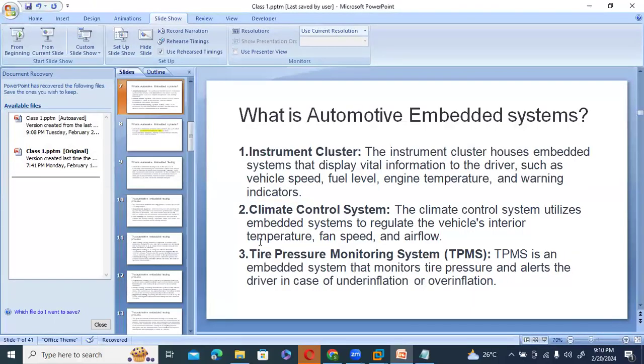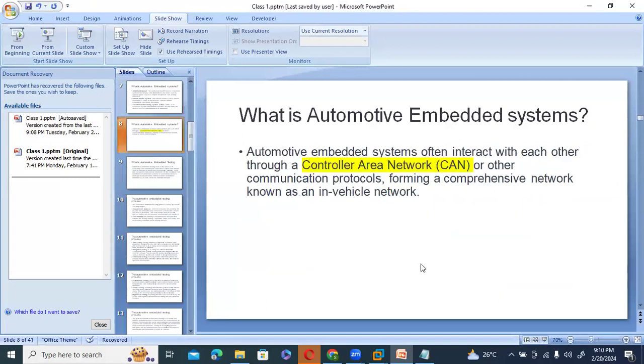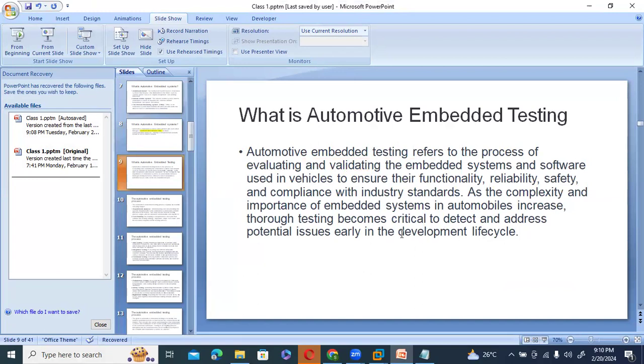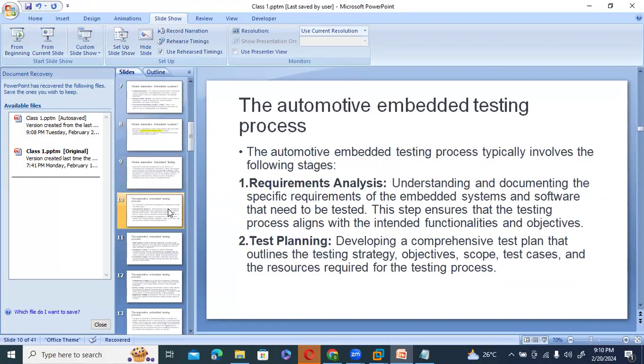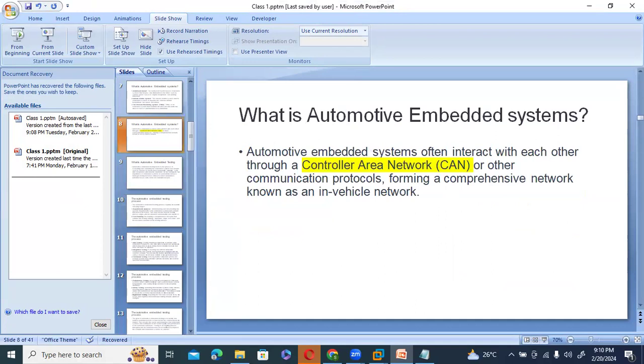Yesterday we discussed automotive embedded testing, what embedded systems are, and what types of embedded systems are available in automotive. Now today we are discussing how the communication works between the automotive embedded systems, what types of testing are involved in embedded testing, and how the process happens in embedded systems. That's what we can discuss today.